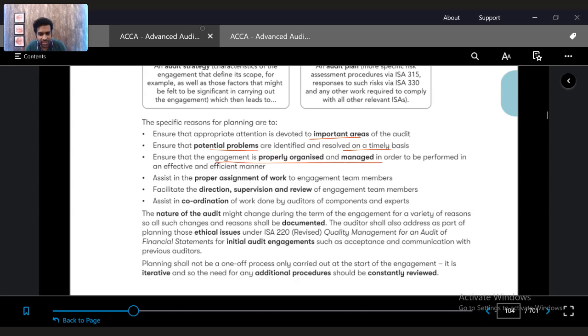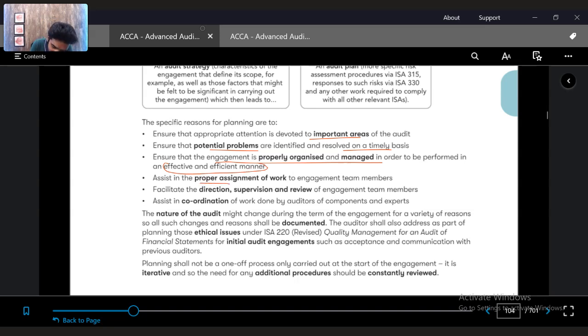How many times should I study? How many hours should I spend? Should I study during the weekend? What will be my approach, etc.? Should I watch the recordings and then study, or should I watch the recordings and practice questions along with that? What are we going to do? So you will plan everything. When should I write the mock exams? How many days should I prepare for? All those things you will do. So this will help you ensure that your engagement is properly organized and managed, in order to be performed in an effective and efficient manner.